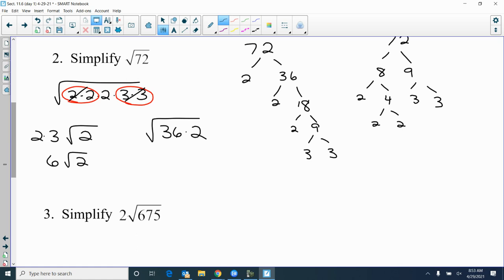If you're good with your multiplication, like this is exactly what he said. So, hey, I know 36 times 2 is 72, and I know the square root of 36 is 6. I'll just go right here, and I'll say 6 square root of 2. Saves you a little bit of time, but a lot of you are going to need the tree just to make sure you don't miss something.